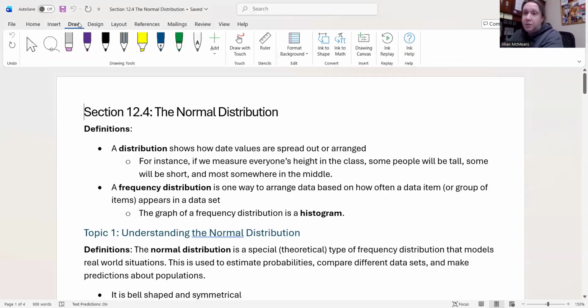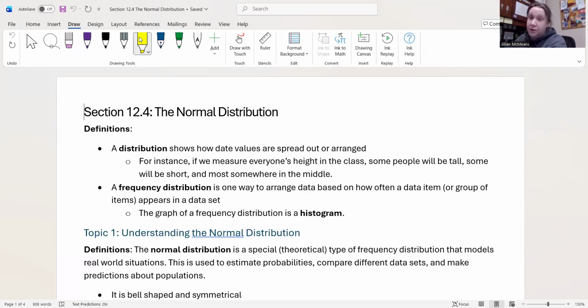We've already talked a little bit about ways to organize data. Back in section 12.1, we talked about organizing data, and one of those ways was doing a frequency distribution. A frequency distribution basically takes your data set and organizes it based on how often a data item occurs in that set. You could have this frequency distribution, which shows different data items, or different classes or groups of data items, and how often they appear. And then we had a graph called a histogram, which was similar to a bar graph that shows that distribution visually.